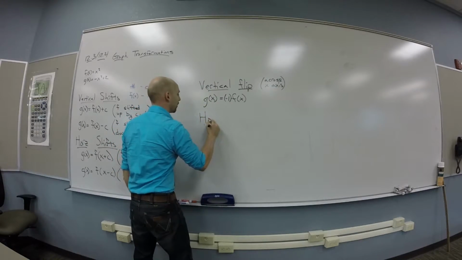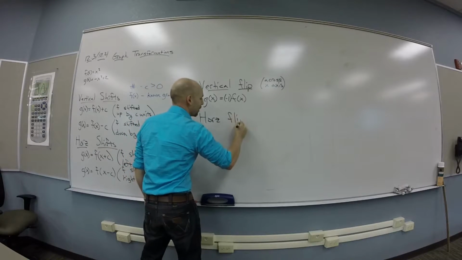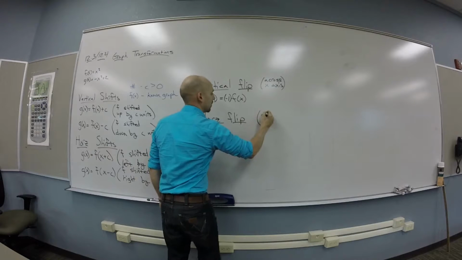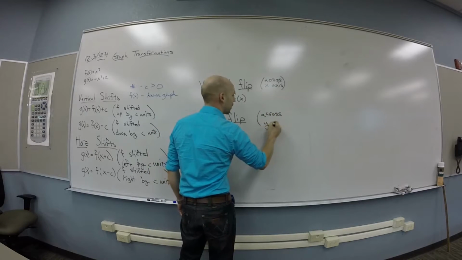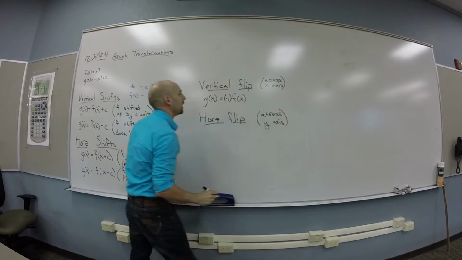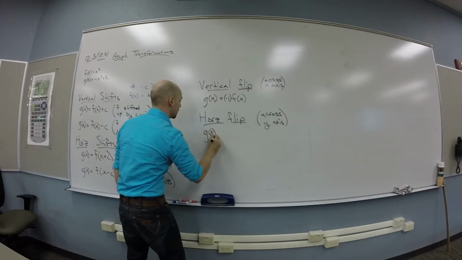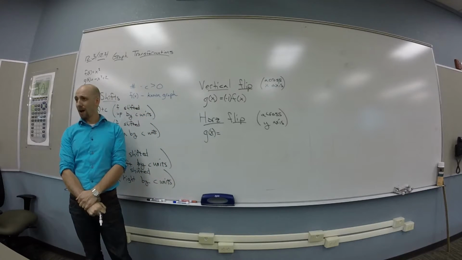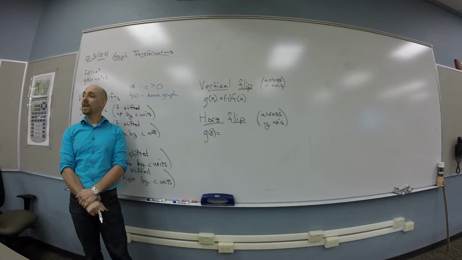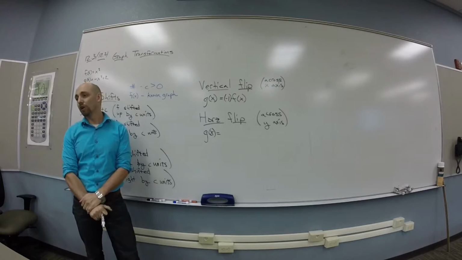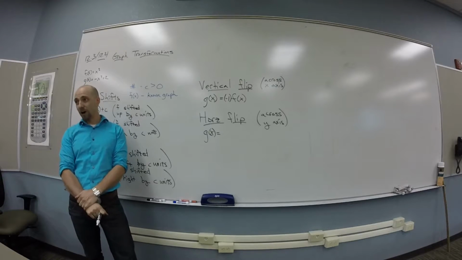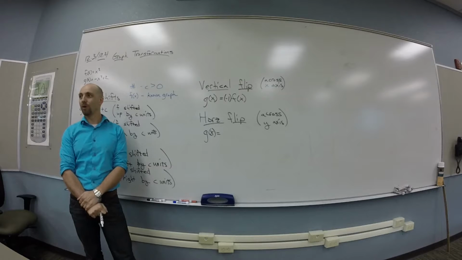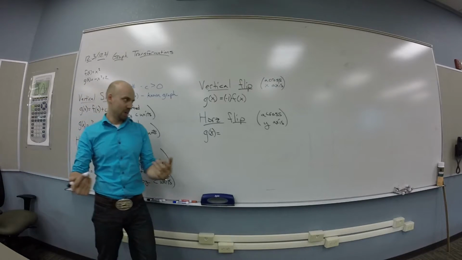Okay, how about a horizontal flip? What should that be, across or over? That'll be across the y-axis. Yeah, that'll be across the y-axis. And how should I do that? That should be g of x is, to do horizontal things, it's got to happen before the function rule, right? It's an input thing I'm messing with. And I want to switch the negative inputs for the positive ones. So what do I do? What do I put into f? Negative x. Negative x.